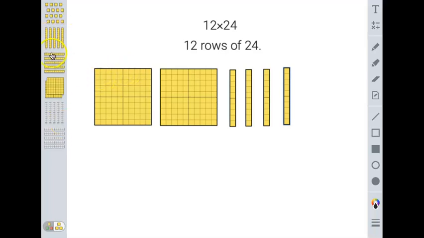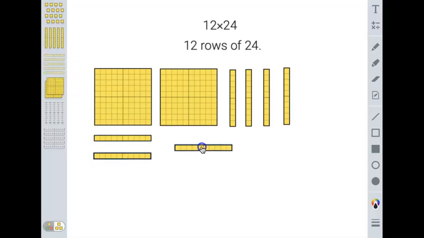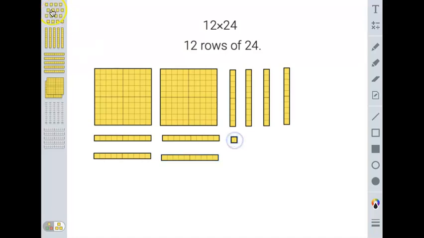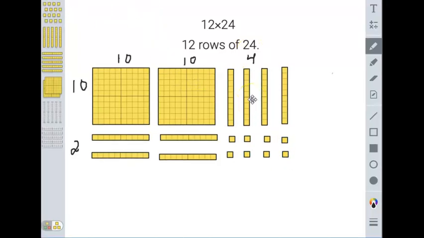So that being said, we will need 2 horizontal tens below our hundredths, and to fill in this empty space, we will be placing 2 ones below each 10, which will be a total of 8 ones. Now that we have completed our concrete model of 12 rows of 24, we will be identifying our partial products.